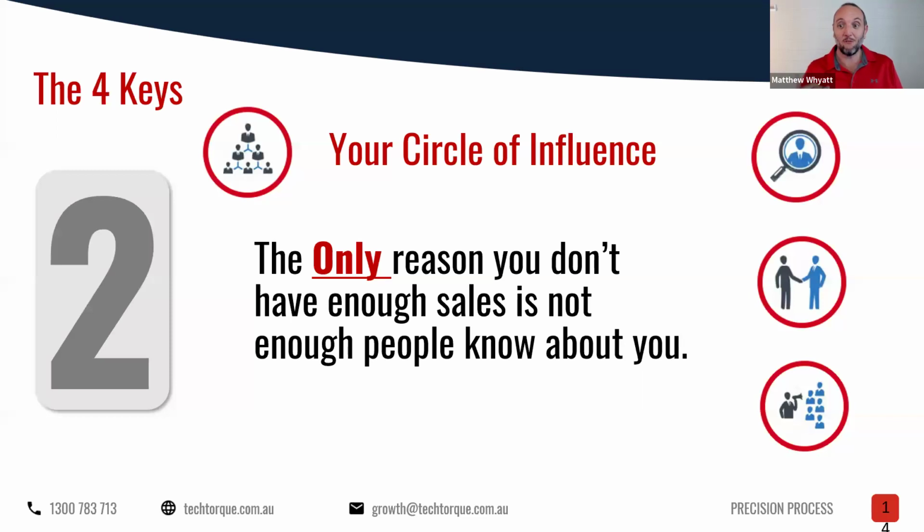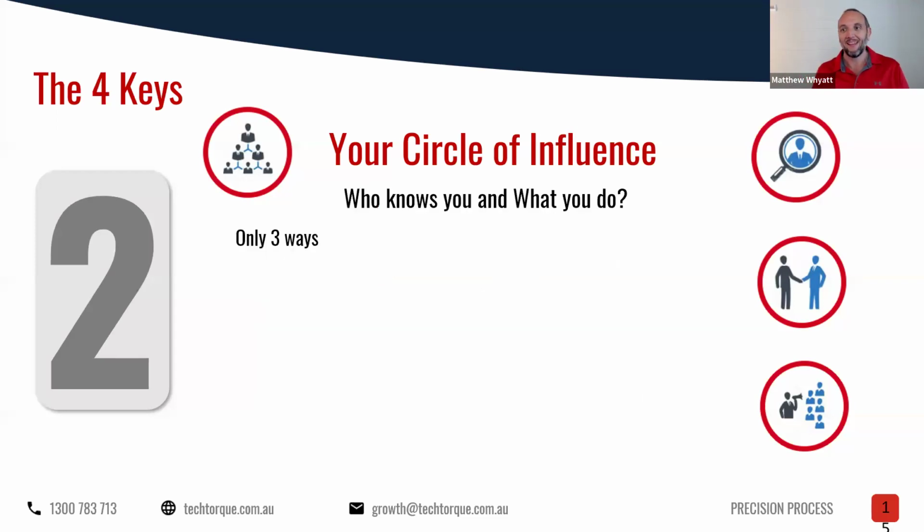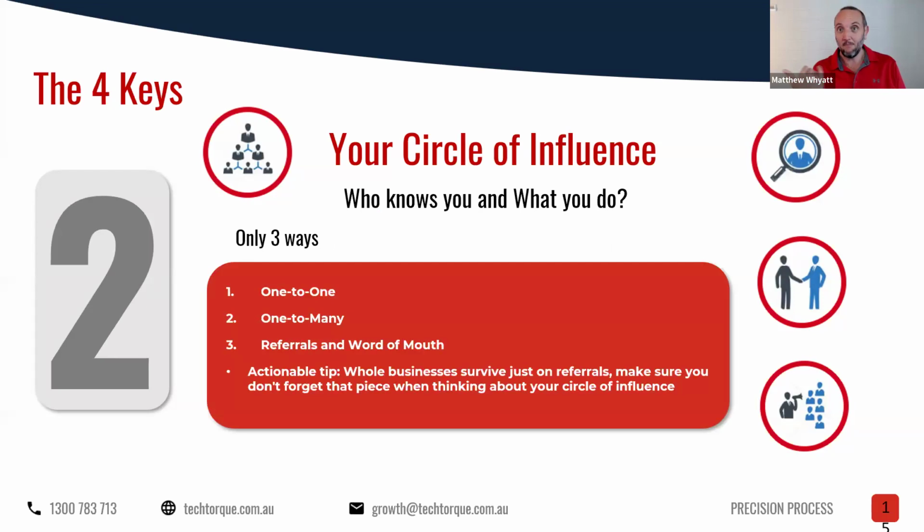As I said earlier, the only reason you don't have enough sales is not enough people know about you. Understanding, of course, you've got a reasonable product and a reasonable delivery mechanism. So, circle of influence. There's only 3 ways to actually build your circle of influence. One-to-one, networking. One-to-many, webinars like this, and referrals and word of mouth. Now, referrals and word of mouth is interesting. I've been really thinking about this deeply.